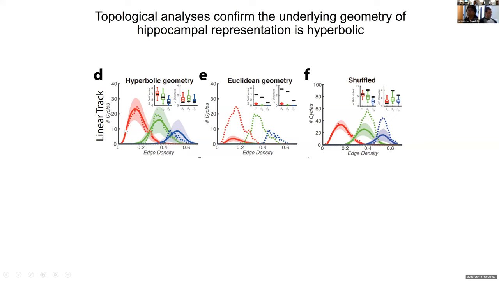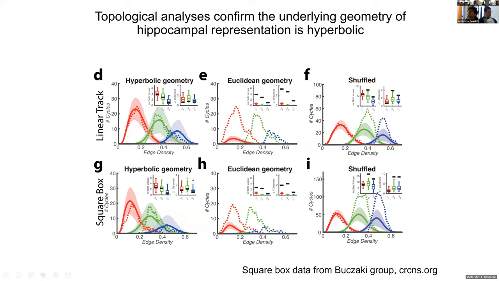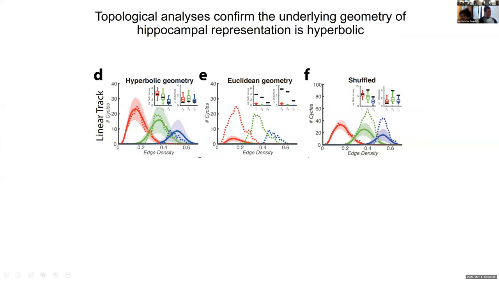The experimental Betti curve is here in dashed line, and in solid is the average of model Betti curves, and the shading is the error bar. And you can see that hyperbolic geometry is consistent. We had to add some noise to it, but it's also three-dimensional and higher curvature than in the strawberry data. And then Euclidean geometry went a little low, and also if you shuffle the data, then it will be more consistent with the random Betti curve.